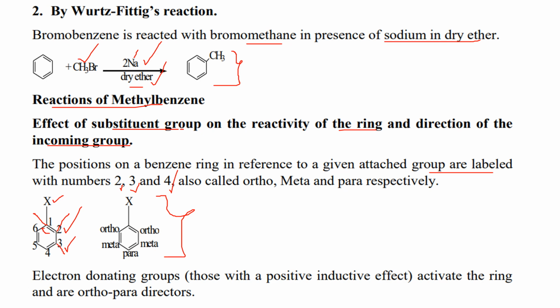So the position numbers 2, 3, 4 are also called ortho, meta and para. Ortho means 2, meta means 3, and para means the 4th position. So this is the 2nd position, that's why it's called ortho. This is the 3rd position, that's why it's called meta. And this is the 4th position, that's why it's called para.